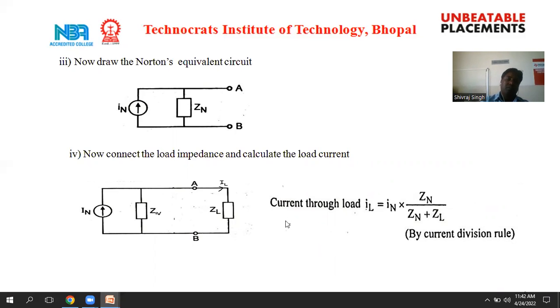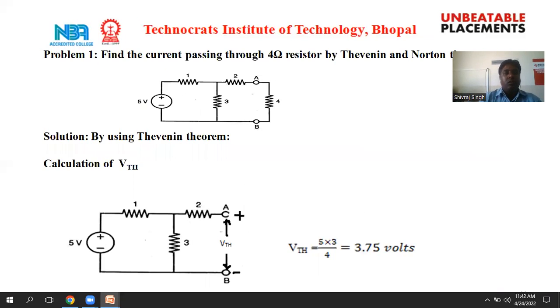So according to the current division rule, the load current IL must be equal to the total source current, that is IN, times the opposite arm impedance ZN upon ZN plus ZL. That is the load current. By using this theorem, we can solve some problems.